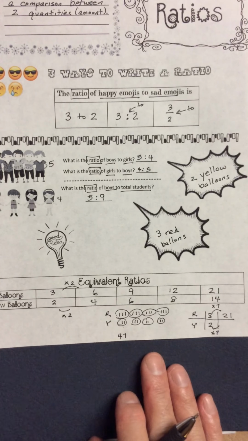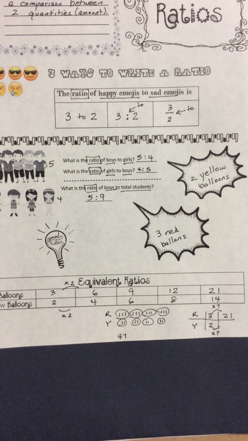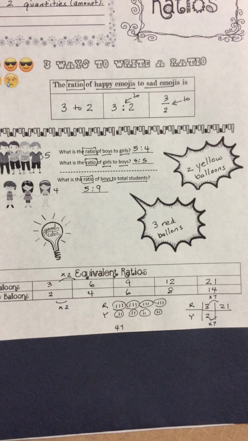Now we're going to use equivalent ratio tables to help us solve word problems involving multiplication and division. So it should be easy.